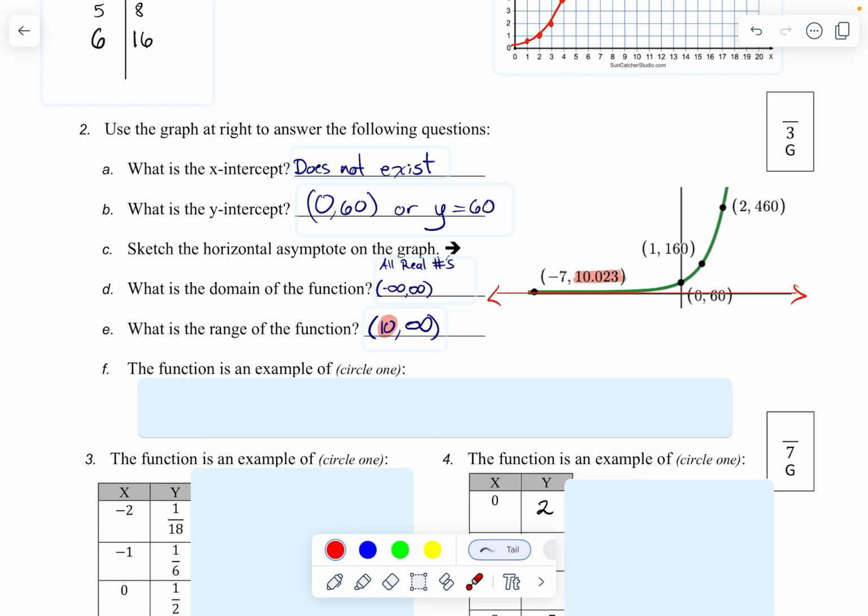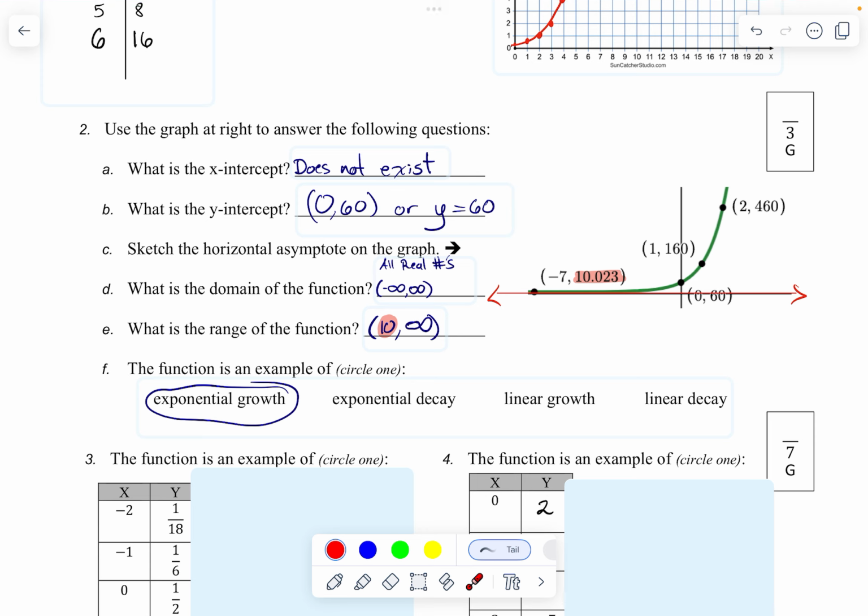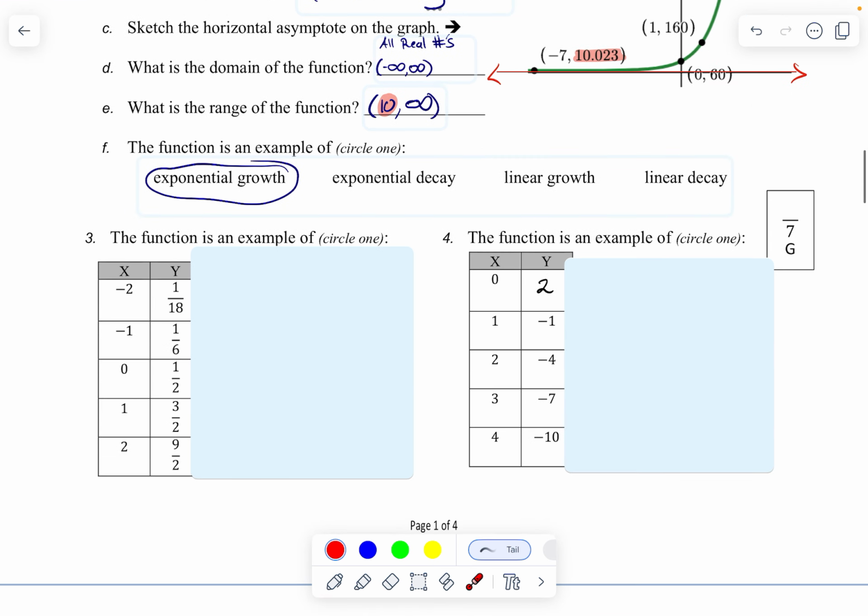So if we look at the sketch of the graph, if we trace it left to right, we can see that we're going up as we go from left to right, so that is an increasing slope, and because we can see that it is not, in fact, a straight line, but a nice exponential curve, we can say that this is exponential growth.